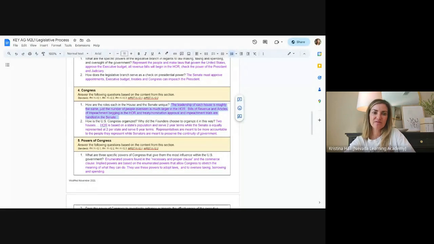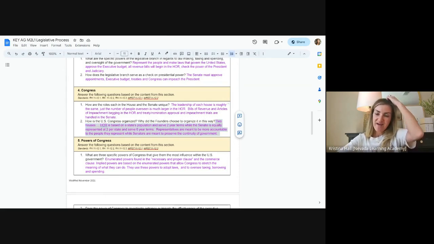All right, second part of number 4. How is the U.S. Congress organized? Why did the founders organize it this way? So doing the 2 houses or the 2 chambers was a compromise to try to make sure that the larger states were having their voice heard, which makes sense. They have more people, more money, more problems. You know what I mean? Okay. But also then that the smaller states weren't being railroaded.